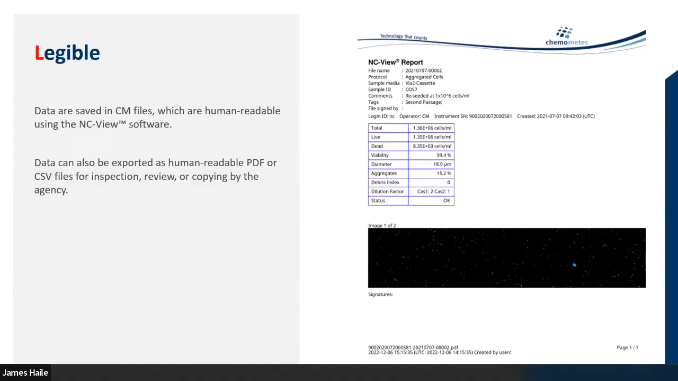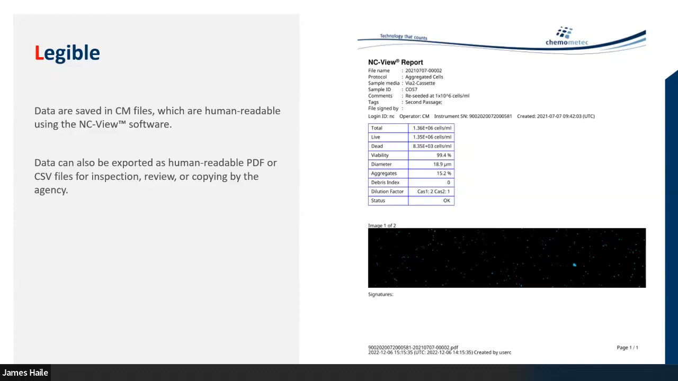The second Alcoa guideline is about whether or not the data is legible. We ensure data is legible and human readable because the CM files, that is our proprietary raw data files, can be read using the NCView software in a human readable form. Moreover, these CM files can be printed at any time into PDFs or as CSV files.